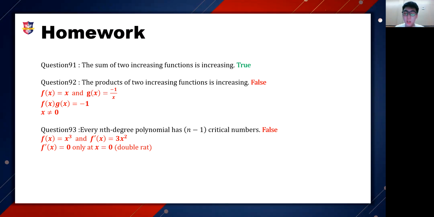So for question 93, every nth degree polynomial has n minus 1 critical numbers, right? That's false, since we can infer from one particular example, right? So f of x equals x cubed, then its derivative is 3x with the power of 2, right? But we can see that the derivative of the function equals 0 only at x equals 0, right? So in this case, it's false.